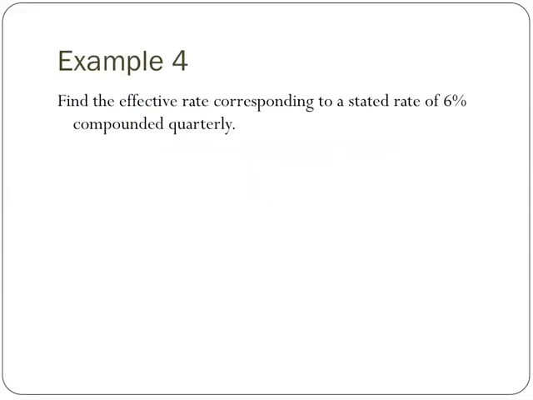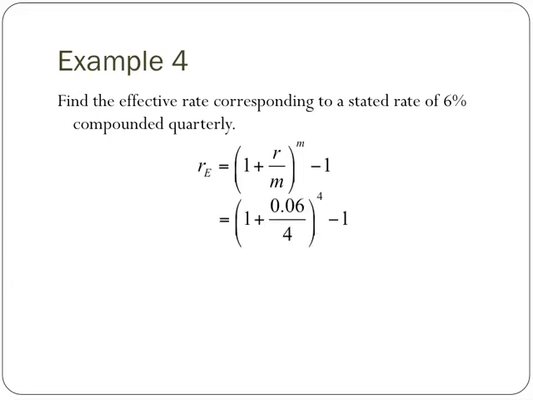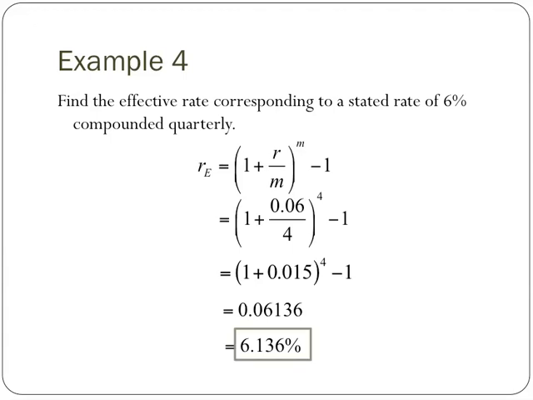Here's example 4. Find the effective rate corresponding to a stated rate of 6% compounded quarterly. So we're simply going to plug this into the formula. The stated rate is 6%, so as a decimal that's 0.06. It's compounded quarterly, which means that there are 4 compounding periods in 1 year, and we raise that to the 4th power. Simplifying that, we end up with 0.06136, so that as a percentage is 6.136%. So the effective rate that corresponds to this is 6.136%.